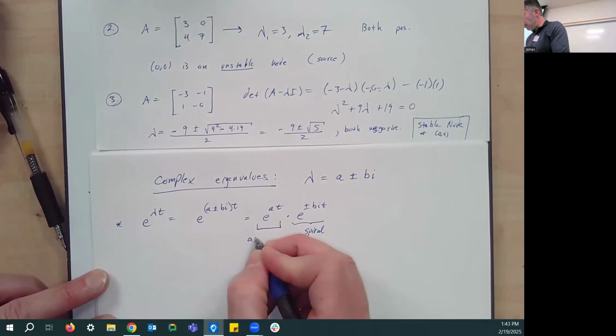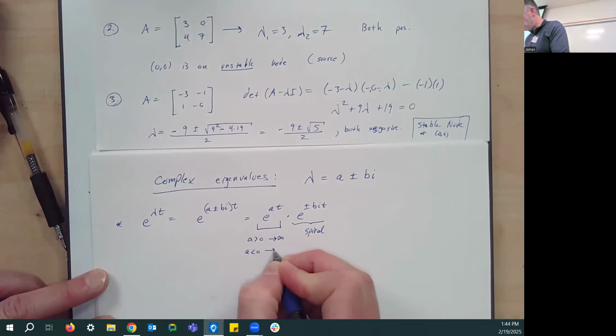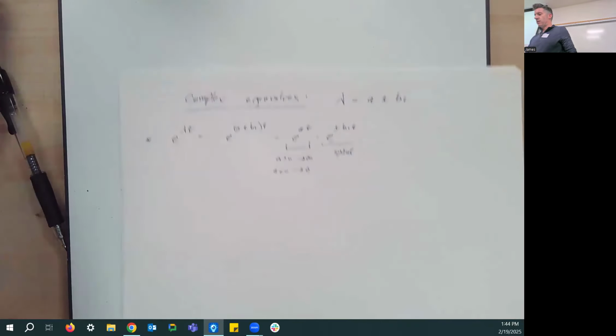If a is positive, we're going to go to infinity. If a is negative, we're going to go towards 0. So that's why we can see, oh yeah, we're going to get stability if the real part is negative, and we're going to get instability if the real part is positive. And that's kind of almost the entire story.